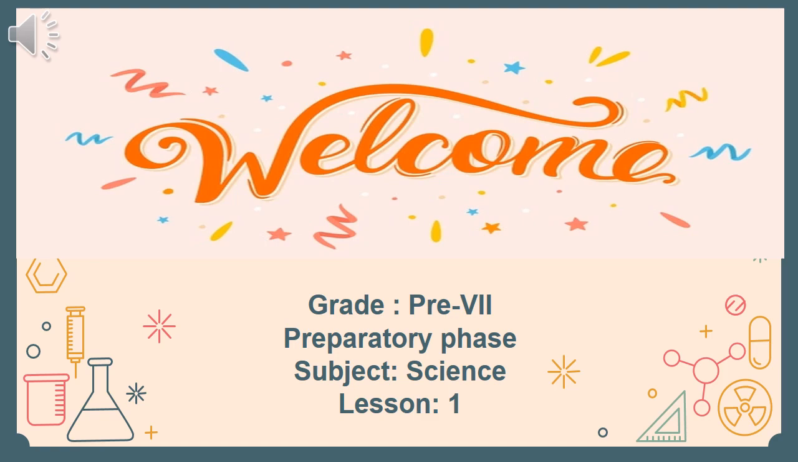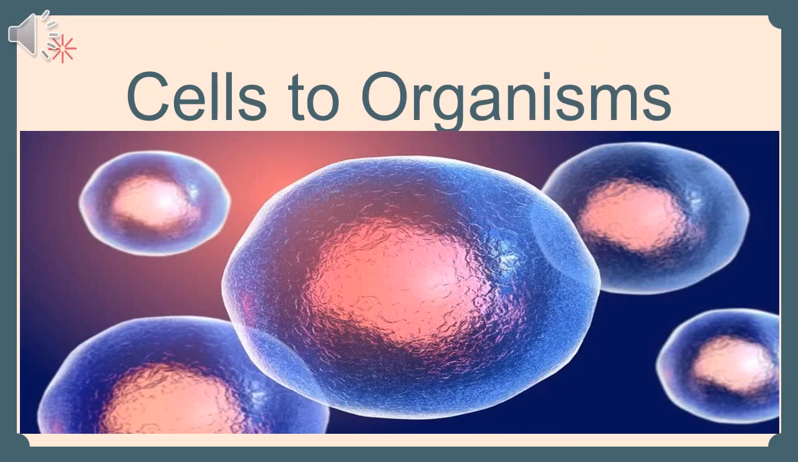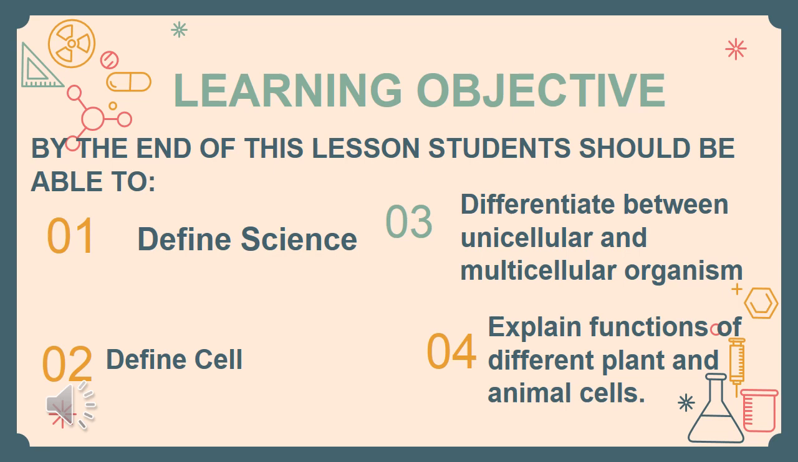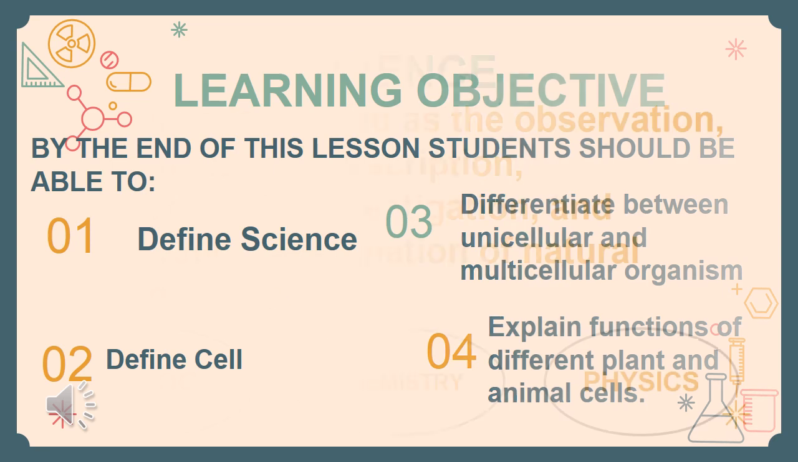It's our lesson number 1. Today we are going to discuss the topic cells to organisms. By the end of this video lesson, students should be able to define science, define cell, differentiate between unicellular and multicellular organisms, and explain functions of different plants and animal cells.